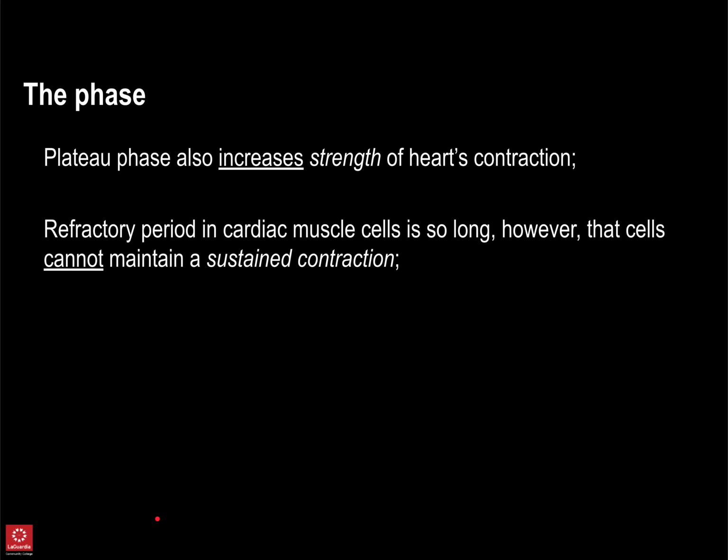So with the plateau phase, one of the things is that the prolonged action potential makes the muscle twitch last a long time. So it can develop more force, and this allows more calcium ions to enter the cell, and you need this for the cell's contraction via the sliding filament mechanism. Now, that refractory period in cardiac muscle cells is so long that the cells can't maintain a sustained contraction. And this allows the heart to relax and the ventricles to refill with blood before the cardiac muscle cells are stimulated to contract again.